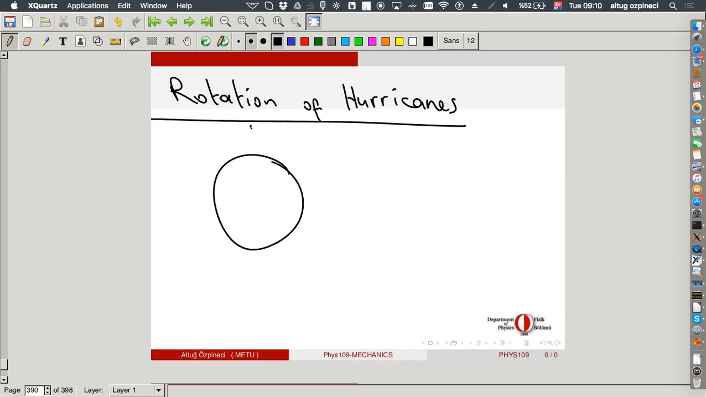So let's say this is Earth. This is the rotation axis, this is the North Pole, this is the South Pole. What is the direction of the angular velocity of Earth? Toward the north, toward the south? So which means the angular velocity is upward. This is the angular velocity of the Earth.